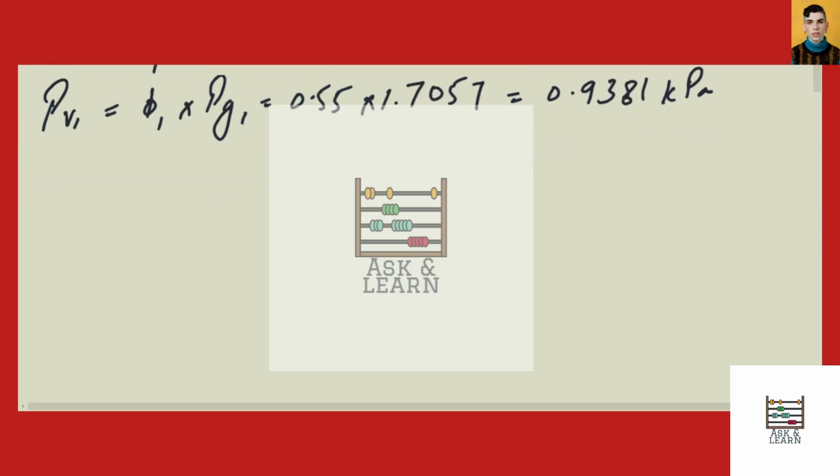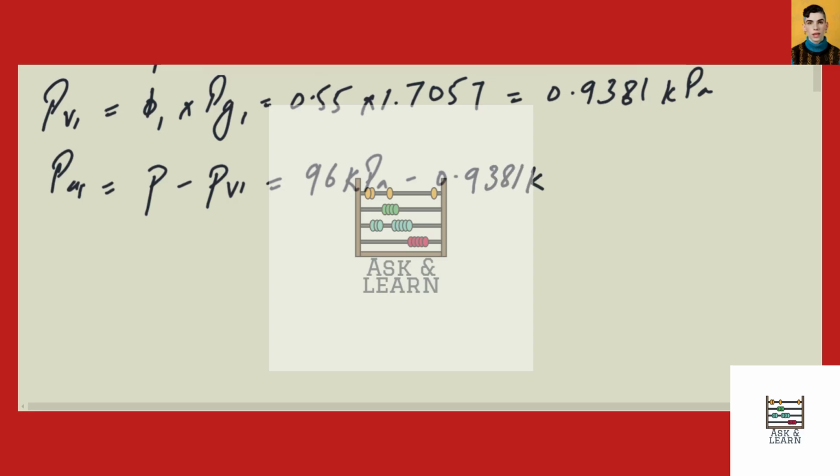And then we have PA1 is equal to P minus PV1, is equal to 96 kilopascal minus 0.9381 kilopascal, is equal to 95.062 kilopascal.